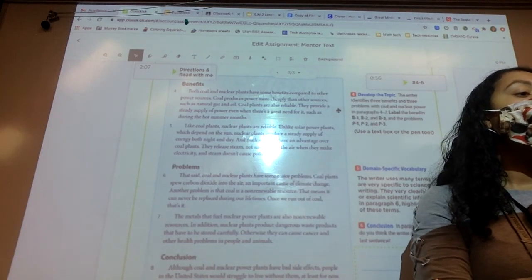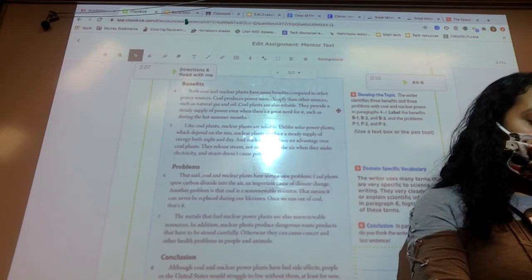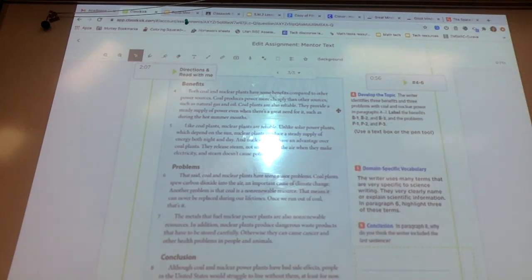Problems. That said, coal and nuclear plants have some major problems. Coal plants spew carbon dioxide into the air, an important cause of climate change. Another problem is that coal is a non-renewable resource. That means it can never be replaced during our lifetimes. Once we run out of coal, that's it. The metals that fuel nuclear plants are also non-renewable sources. In addition, nuclear plants produce dangerous waste products that have to be stored carefully. Otherwise, they can cause cancer and other health problems in people and animals. And plus, they destroy the environment.